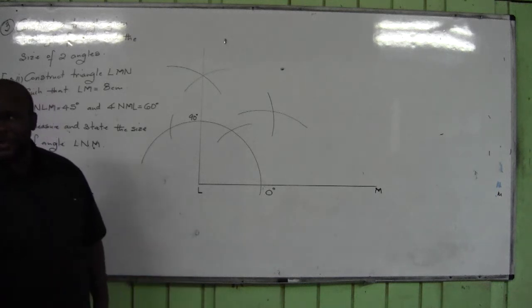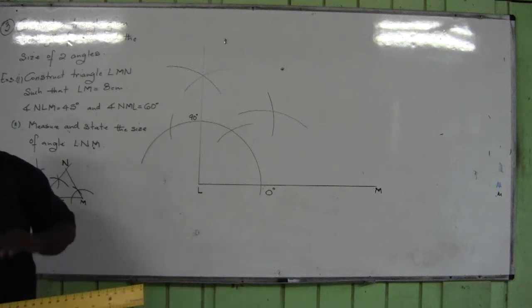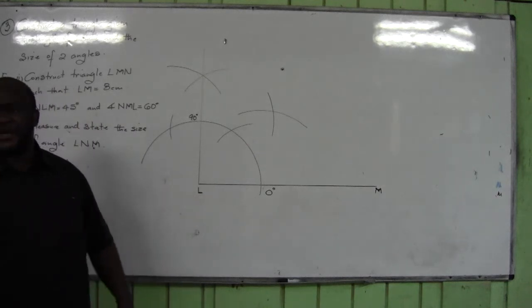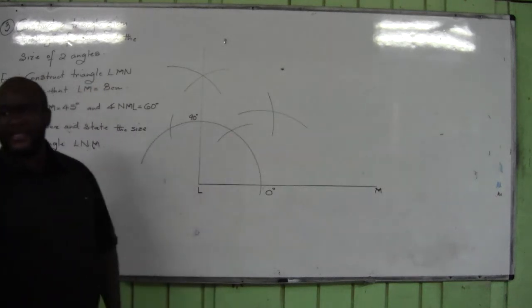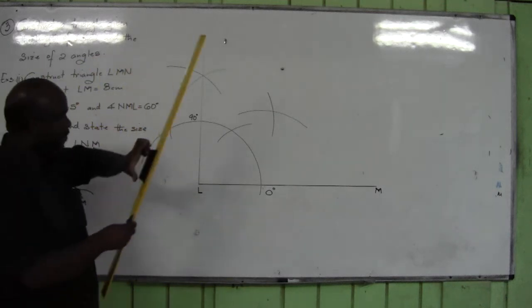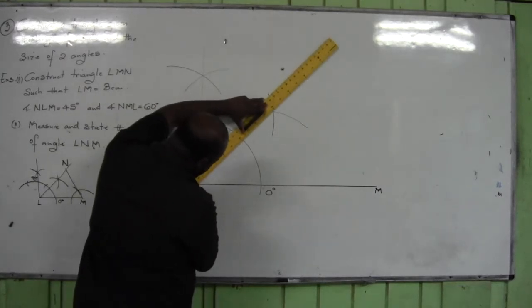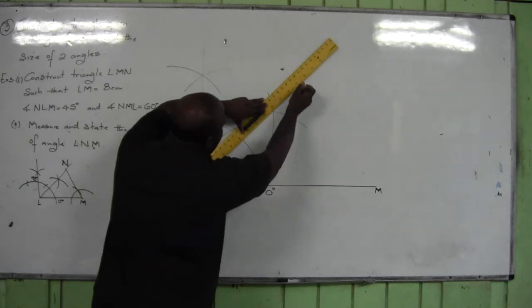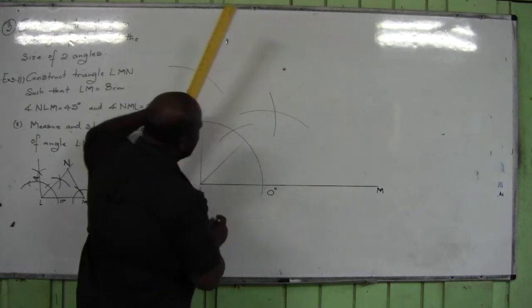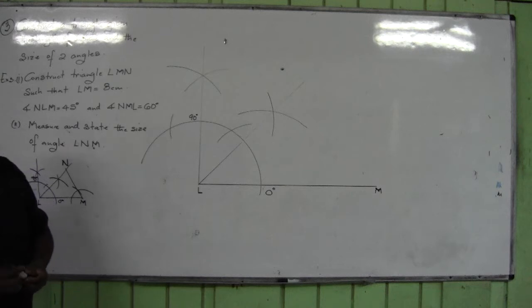Again, you see that line I'm going to draw? I'm going to also draw it a little faint. And I'll tell you why: because I do not know exactly where on this line is N. So I'm going to draw it a little faint until I know exactly where N is.